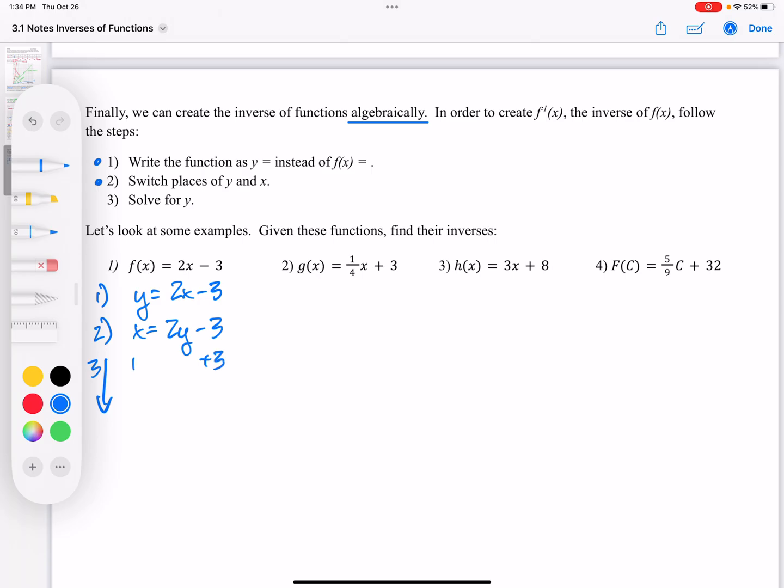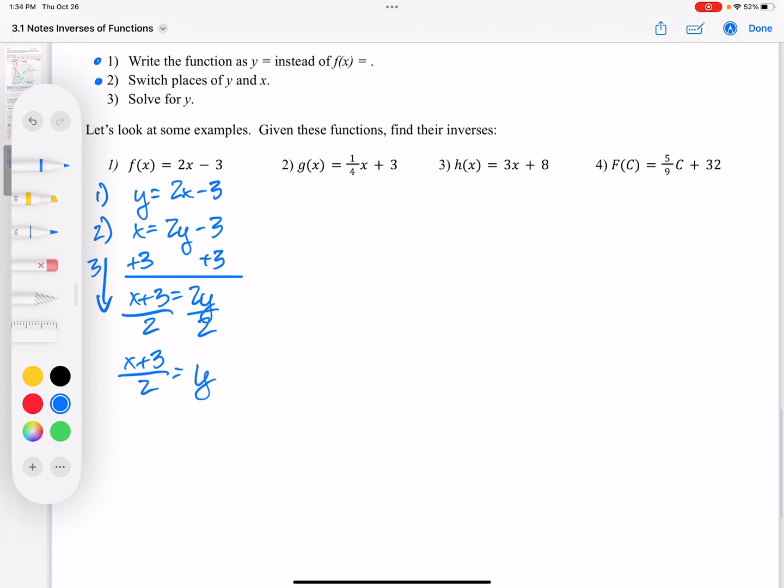So I'm going to add 3 to both sides. Whatever I do to one side of the equation, I have to do to the other. And then I'm going to divide by 2. So that gives me x plus 3 over 2 equals y. We want to get these into an ax plus b format. So this is going to be 1 over 2 x plus 3 over 2. That is my f inverse of x.